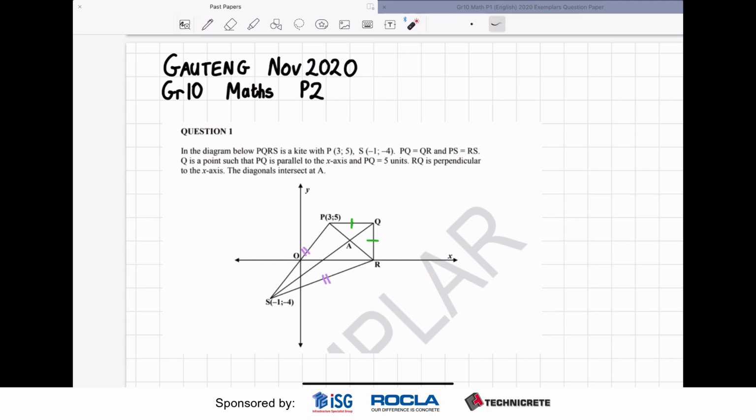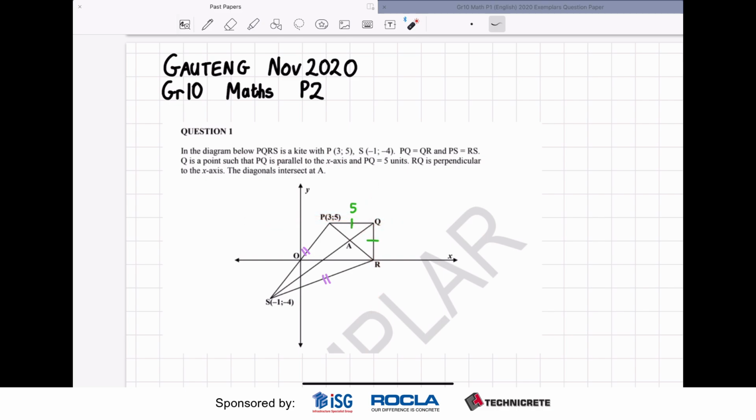Then I'm told that the point Q is such a point that PQ is parallel to the x-axis and that PQ is equal to 5. So this length is 5. And I'm told that RQ is perpendicular to the x-axis. So if this is the case, then that means that this angle here is a right angle.